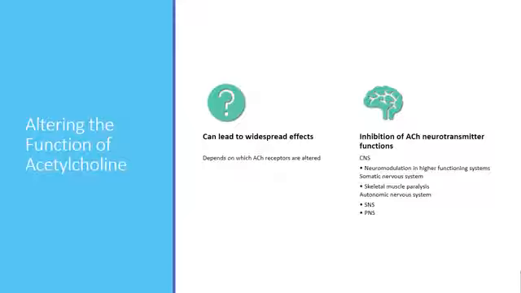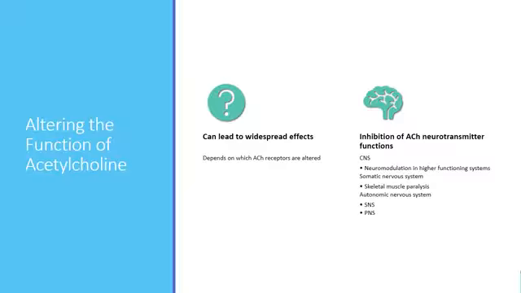So hopefully at this point you can understand the wide variety of effects that acetylcholine has. It's a very versatile and well-used neurotransmitter throughout the body. And so if we alter acetylcholine function, this really can have a lot of different effects throughout the body. The effects that we see really depend on which acetylcholine receptors are being altered.